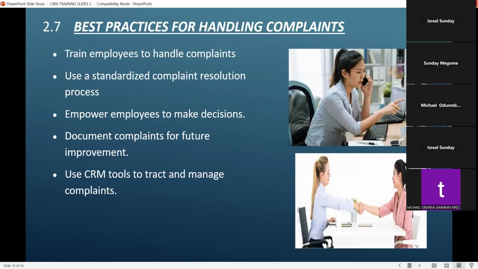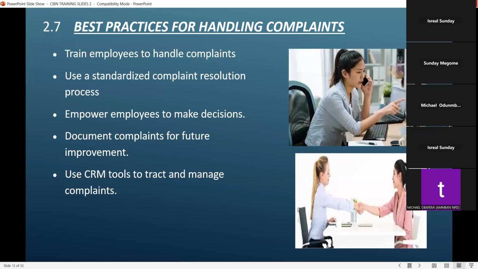At close of business, if you are around, or you employ a general manager, depending on how your structure is, the person should also sit and do a roll call or an audit of what has happened, so they will know whether money is missing, whether customers complained, and the ones that you need to escalate within 24 hours. So empower your staff. Document complaints for future improvement.